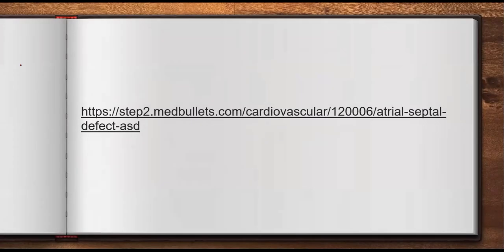Good. And also you can go through the Med Bullets to find out more about the murmur.